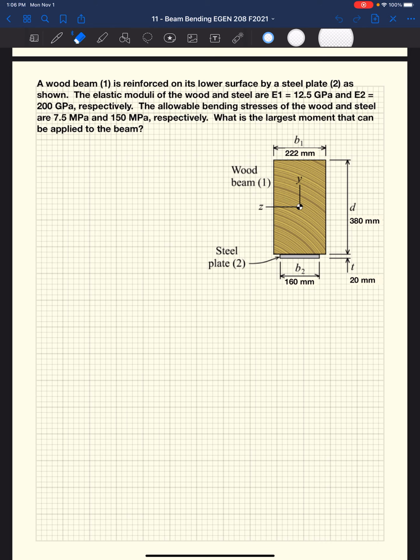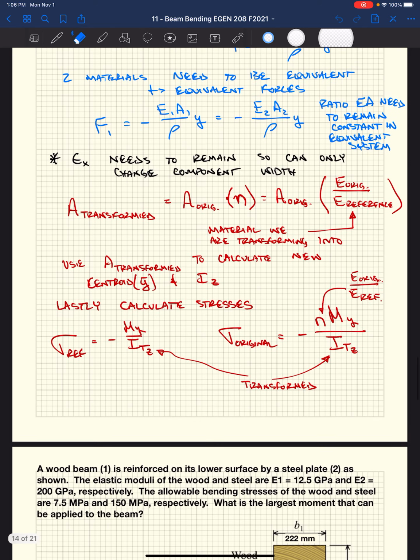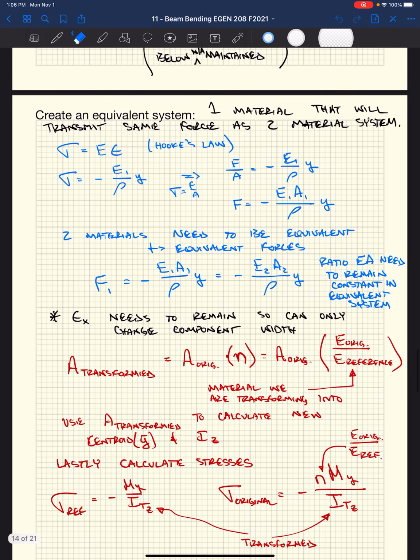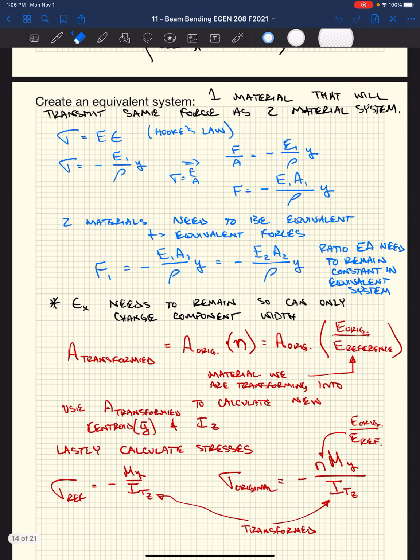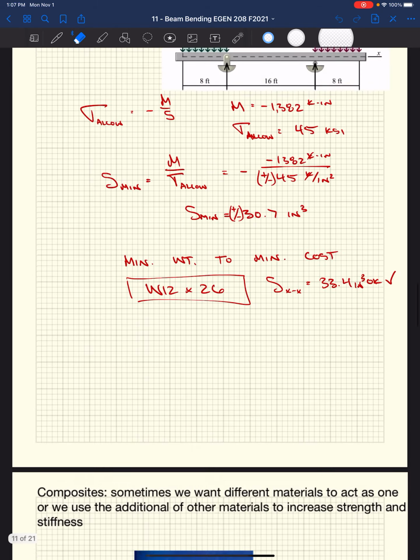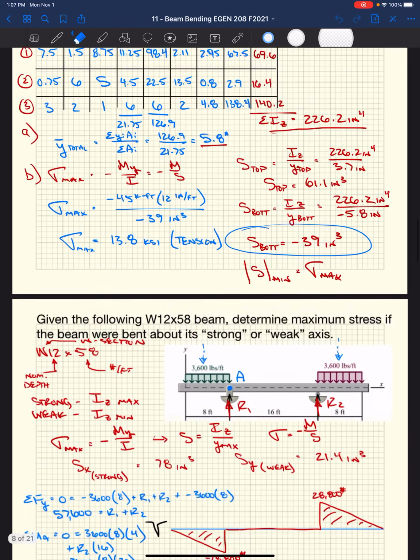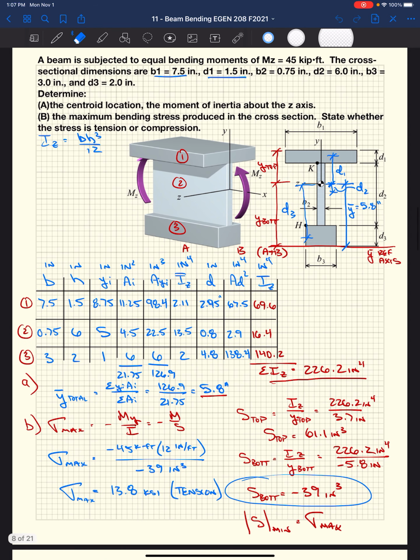All right, so a little recap of Friday. We started talking about this idea of having multiple materials in a cross section, right? Up until this point, we were calculating our moments of inertia associated with this cross section that was made up, say, all of steel or all of wood. It was made up of discrete areas, like we did here in this example.